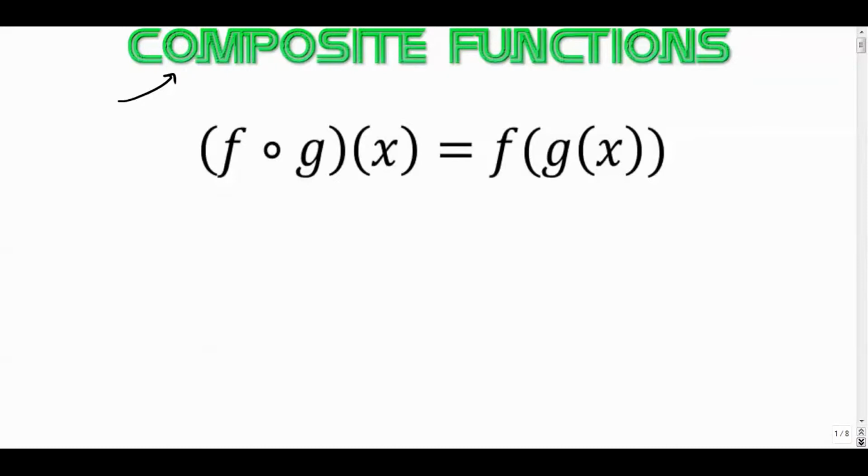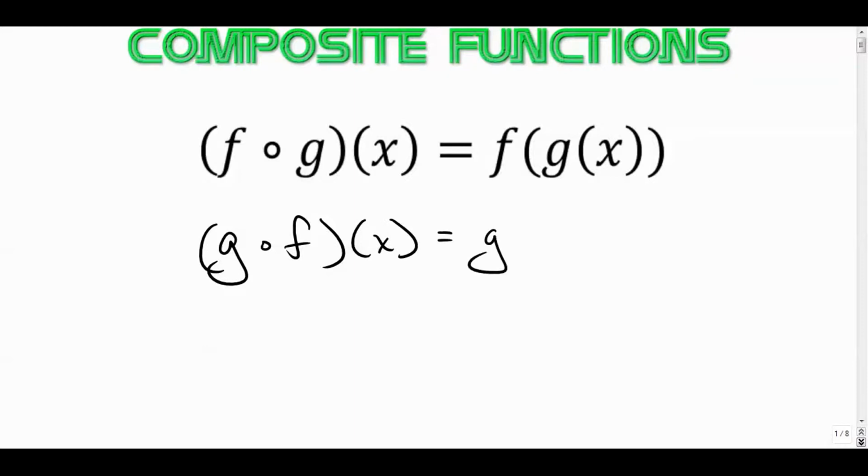Let's get into the notation first, and then we'll go through some examples. What you're going to see when you compose functions is this little circle. That little circle reads from left to right like f composed with g, of x. That's the same as writing f of g of x. And the same would be true if you were to have it written the other way. This would be g of f of x.